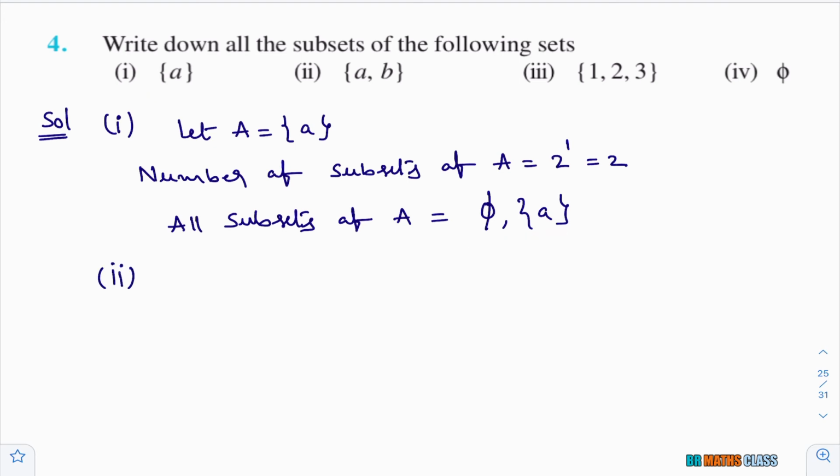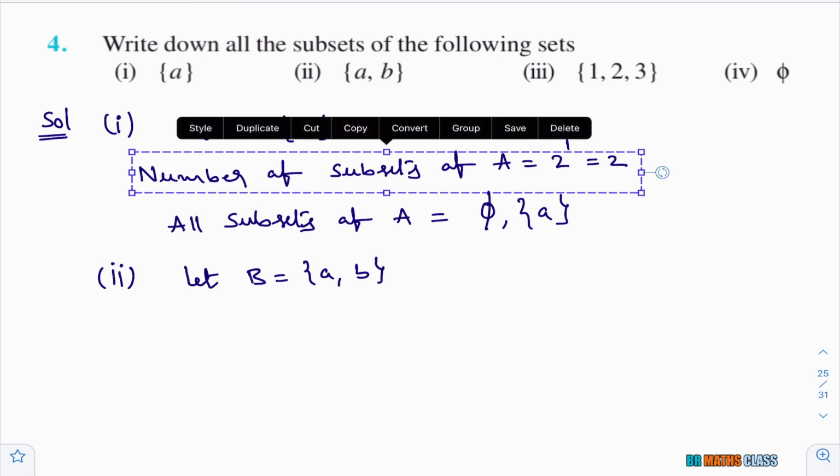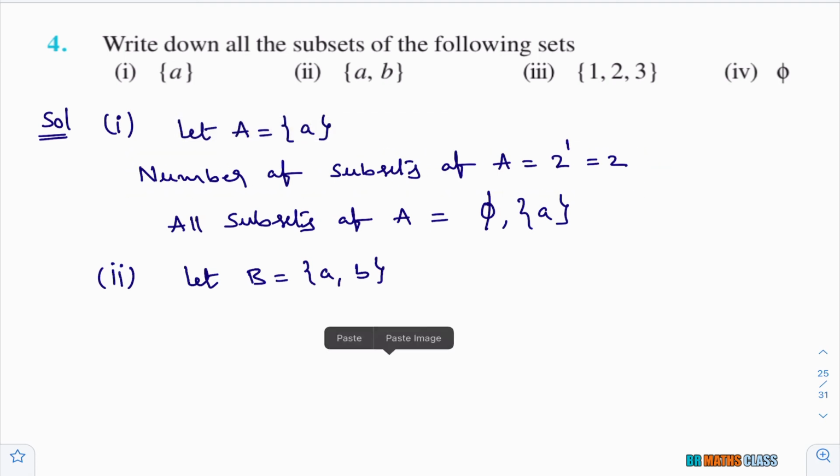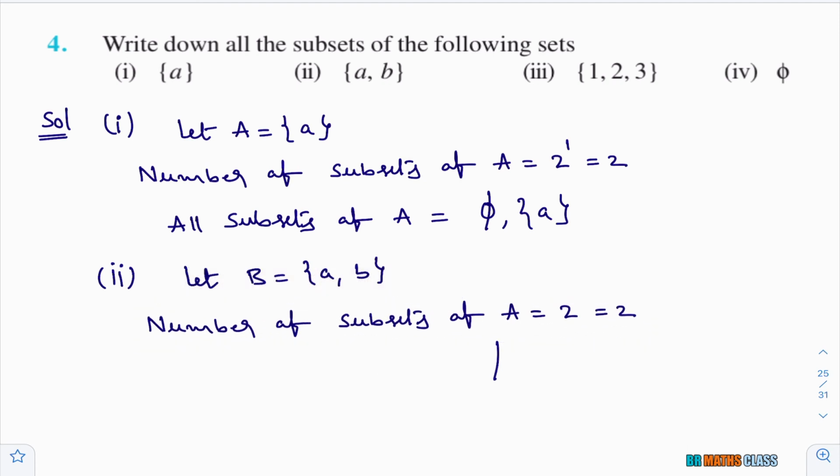Please observe the second bit. I'll name it as B. Let B equal to like this, A comma B. In set B, how many elements are there? Total two elements are there. So I'll write the number of subsets first. Number of subsets of B. Set B contains how many elements? Set B contains two elements. The number of subsets of B is 2 power m.